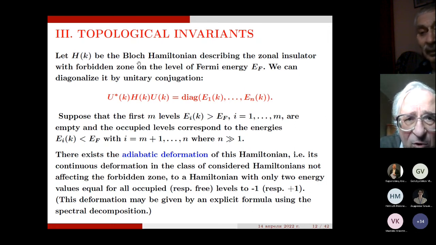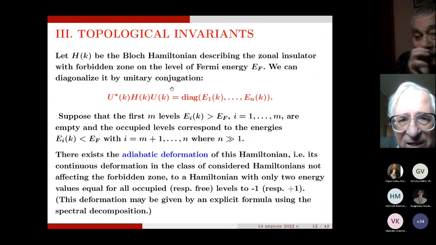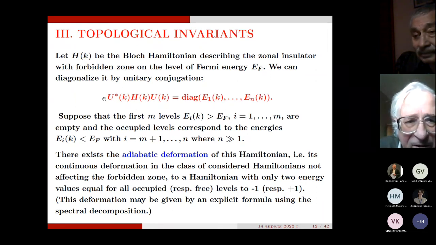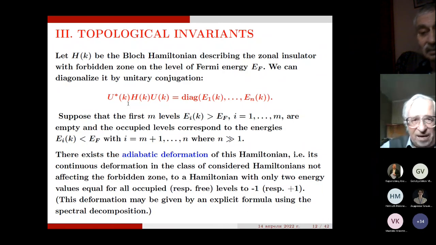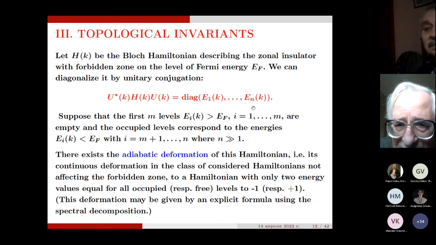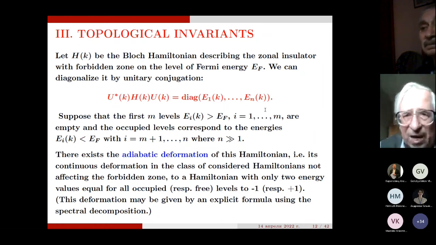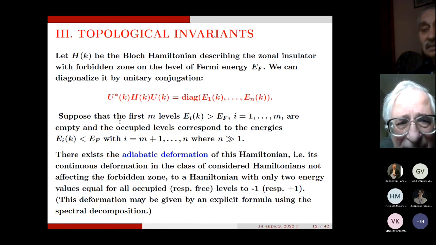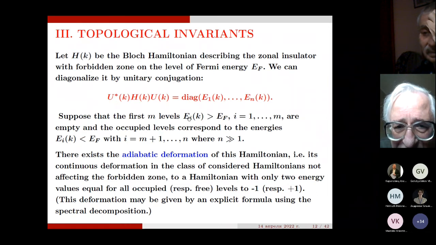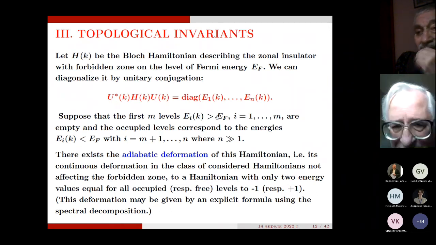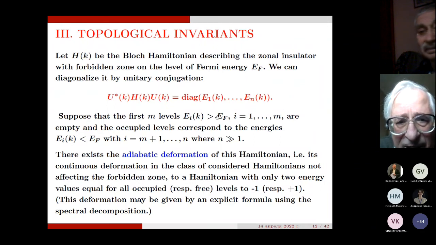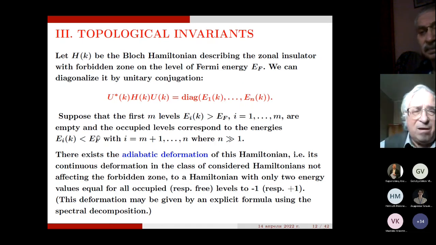Okay, I recall that H(k) was the Bloch Hamiltonian, describing the insulator with a forbidden zone at the level of Fermi energy E_F. We can, of course, diagonalize it by unitary conjugation. We can always find a unitary function of k, such that we get on the right-hand side just a diagonal matrix with eigenvalues E1 to En of k. Suppose now that the first m levels, which are lying above the Fermi energy, are empty, and the occupied levels correspond to the levels with energy less than the Fermi energy.